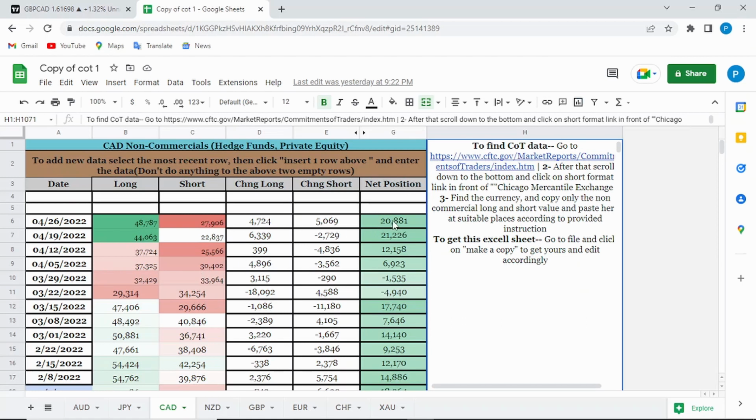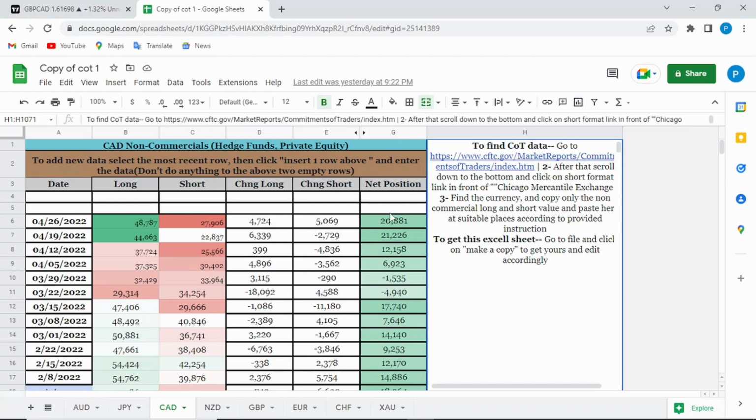So we can see that the net position for the Canadian dollar is 20.8k, and then we can see that the change in short, or there has been an addition of shorts, which is 5,069, and then there has been an addition of longs as well, which is 4,724.